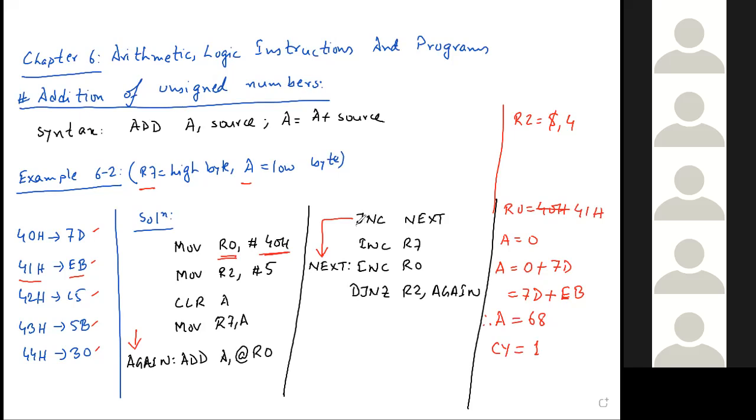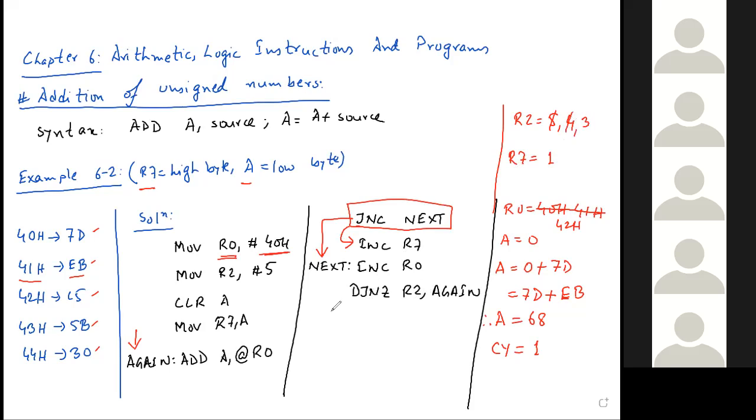Now when you come in this line, you see the condition is violated. The condition is not true because there is a carry now. So instead of jumping to the next level, now you come over here. That is, you increment R7. So initially R7 contains 0. Now the value of R7 will be 1. After that, you again increment R0. So now R0 becomes 42H. So we decrease R2. So R2 becomes 3.